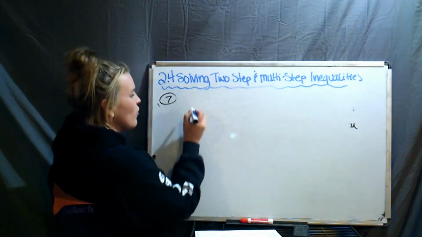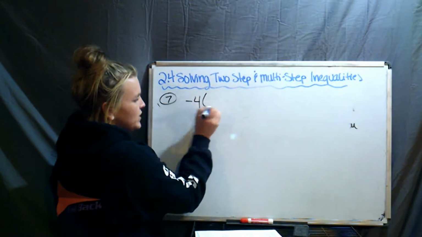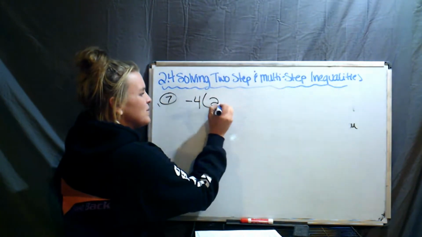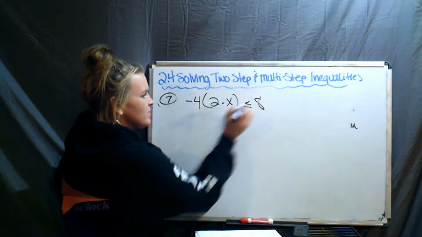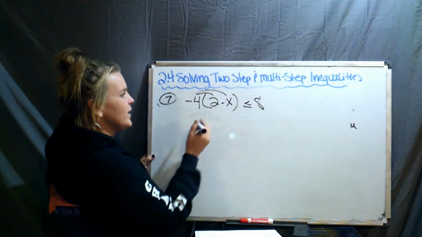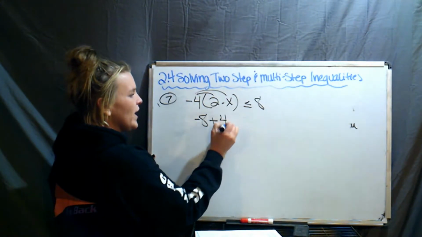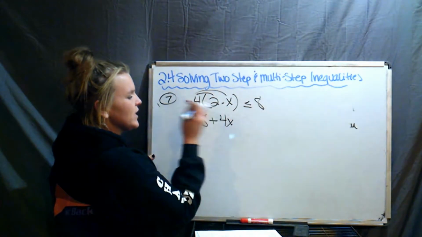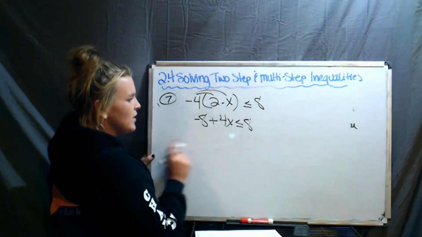Negative 4 times 2 minus x is less than or equal to 8. First thing I'm going to do is distribute my negative 4 into here. So negative 8 plus 4x, because negative 4 times negative x gives us plus 4x, is less than or equal to 8. So let's solve for x.